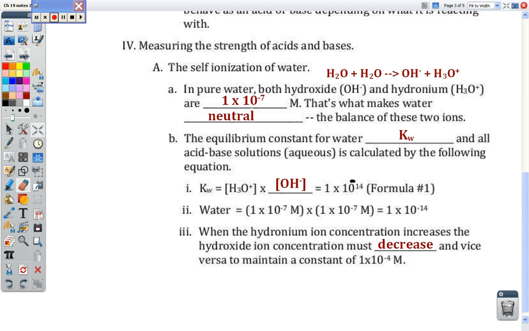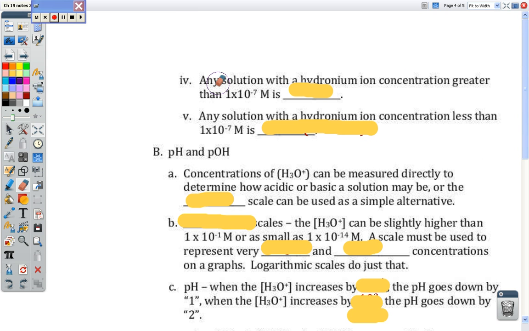Again, we're just going to keep going with this one. Any solution with a hydronium ion concentration greater than 1 times 10 to the negative 7th is acidic. So if it has more H pluses, then it's acidic. And if it has less than 1 times 10 to the negative 7th, it is basic. And this brings us to pH and pOH, which we will hit in part 4.